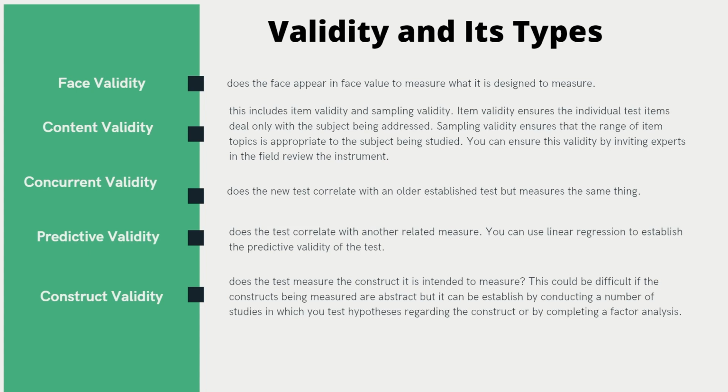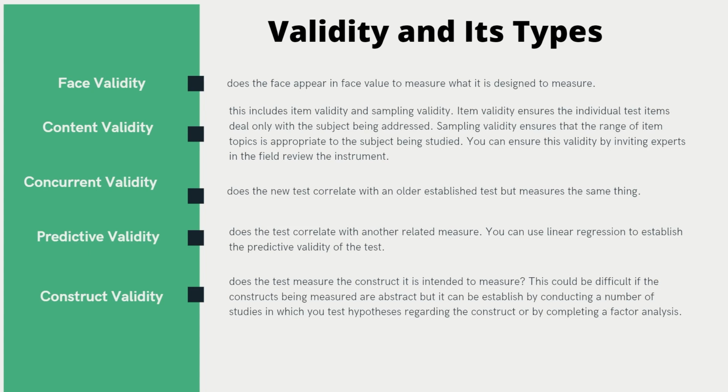So let's also talk about concurrent validity. Does the new test correlate with an older established test that measures the same thing? There are many exams that are called standardized, right? So if you have this concurrent validity, it means that your instrument is really very valid. You need to correlate your results with an older established test, right? But usually this is not really included in most research. However, if you include this, it establishes a lot of validity and confidence in your instrument.